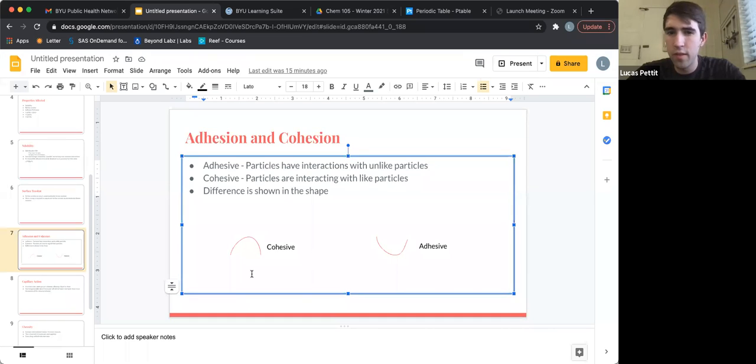And so just recognize the difference between these two, what they look like. You can look up pictures of it too. But adhesion creates a concave appearance in a tube, whereas cohesive particles will create more of a bowl, also called a convex.